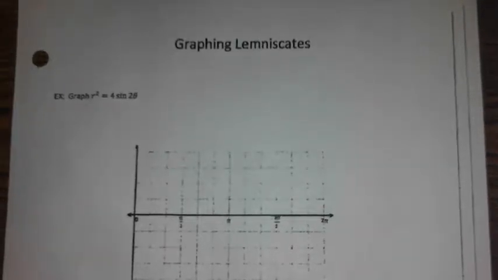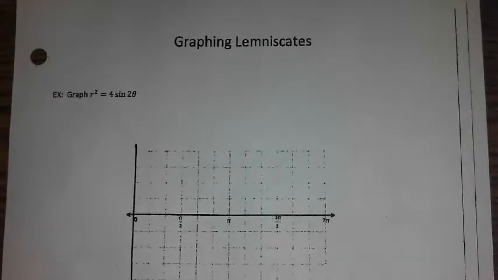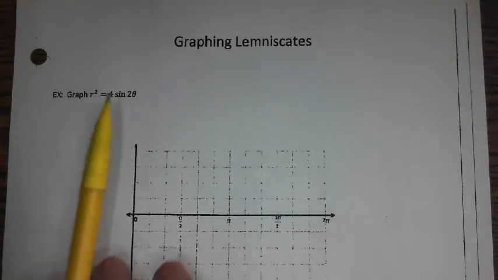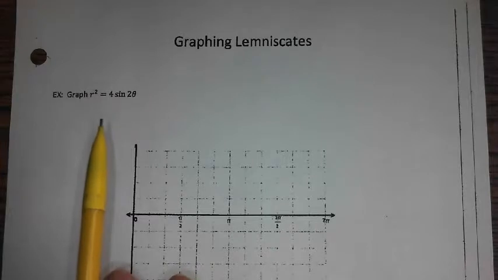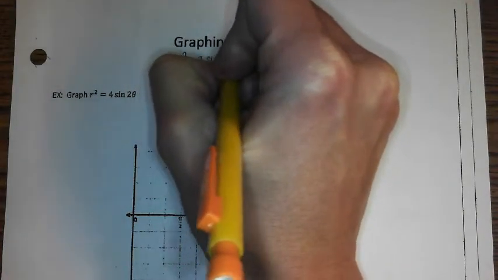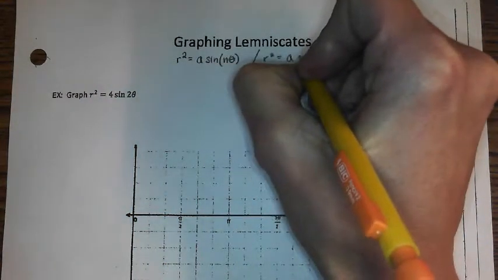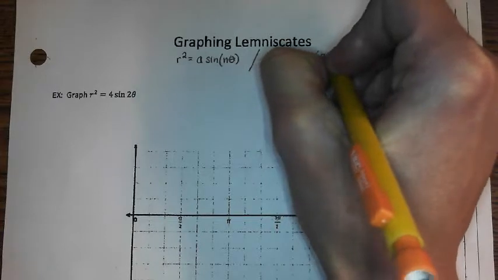Our lemniscates. We enter our third category, not to be confused with a limaçon or a rose curve. The format is virtually identical to what we saw yesterday, except for what? R squared. So it's R squared equals A sine of n theta, or R squared equals A cosine of n theta.